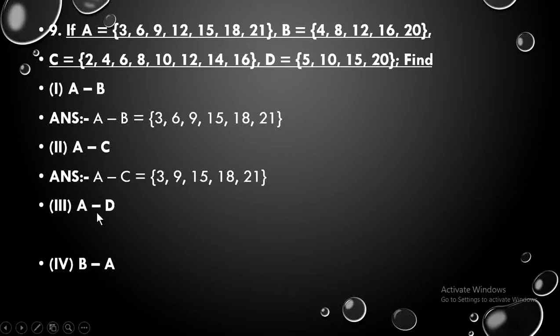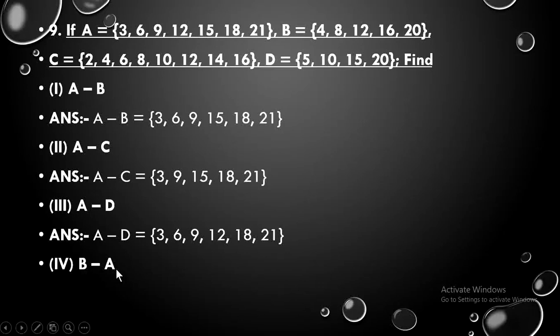Now let's see the next one, A minus D. A and D. Now let's find the common ones. Now we have 5, 10, 15, 20. So 15 is the element which is present in A. You see 15 is present over here. So 15 is the only element that is present in set A as well as set D. Since it is given A minus D, A is first, so we will exclude 15 from set A and write the leftover elements of set A. That is, it is 3, 6, 9, 12, 18, 21, not 15.